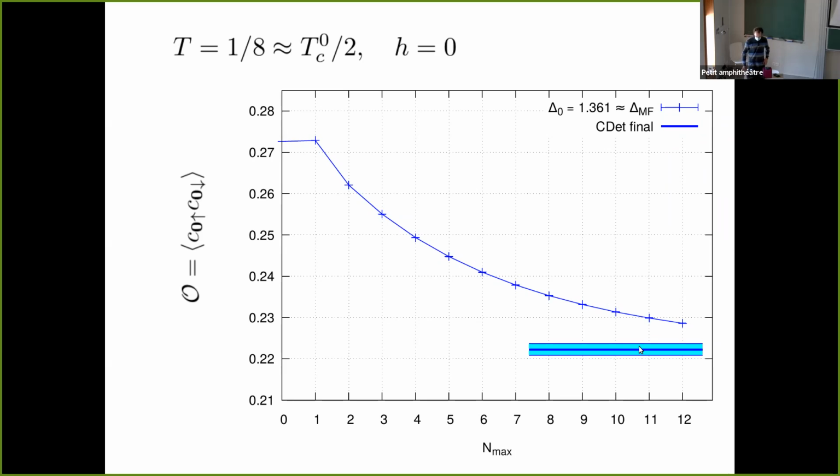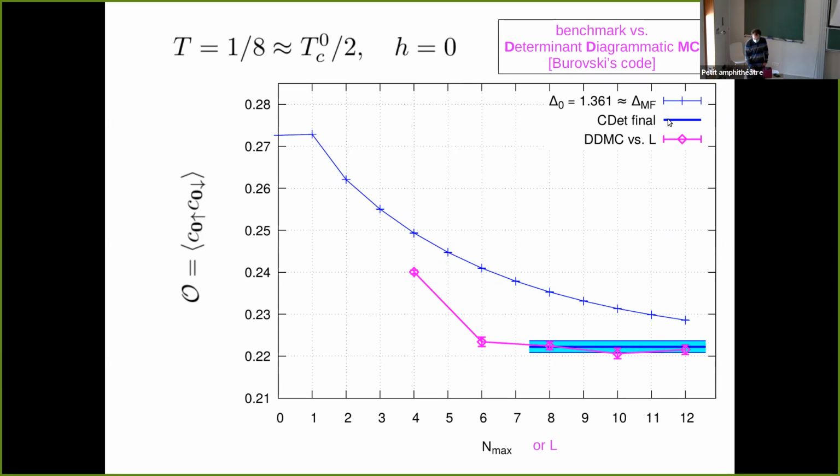And then we cross-check with a completely different method. So we use the DDMC method with the code provided by Evgeny Burovsky. In that method, the control parameter that you should extrapolate to infinity is the system size, as in all, I would say, bulk QMC approaches.